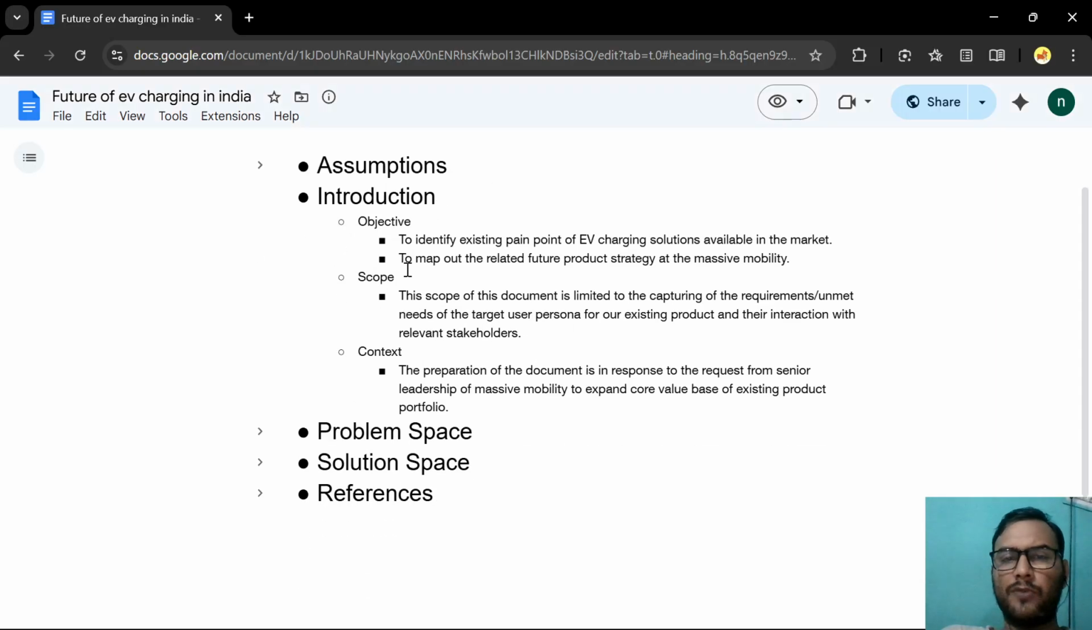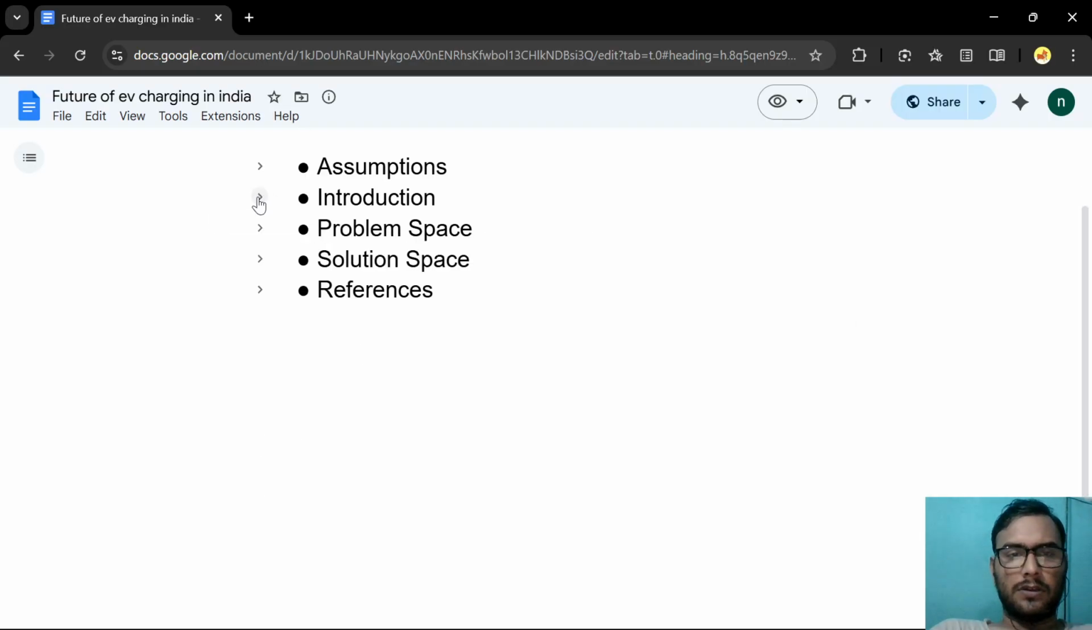The scope of this document is that we will create a persona, try to understand their pain points, and think through the persona's angle and the relevant stakeholders. And the context is that this is prepared in response to a request from the senior management team or leadership of the product department. So that is the introduction.